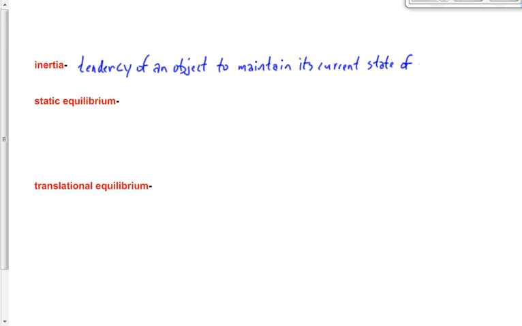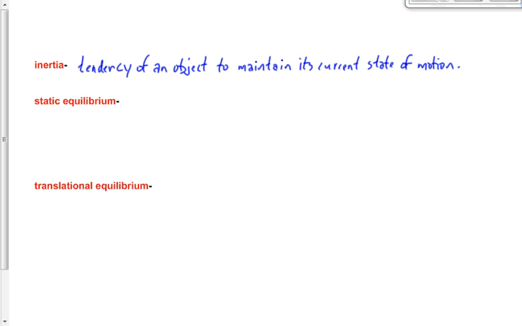In other words, if an object is moving, it wants to keep moving. If an object is at rest, it wants to stay at rest. It doesn't want to change what it's doing. It's kind of lazy. Objects are kind of lazy that way. They're doing something. It took some energy or some force to get them doing it. They want to keep doing what they're doing.